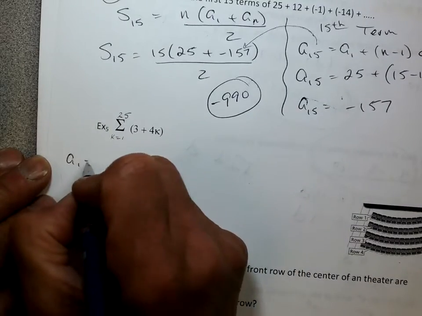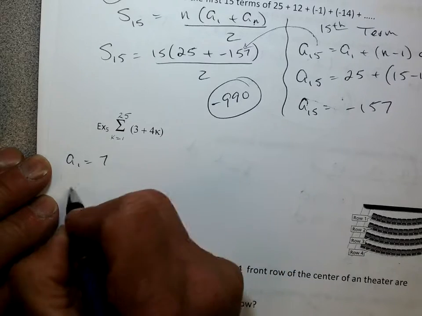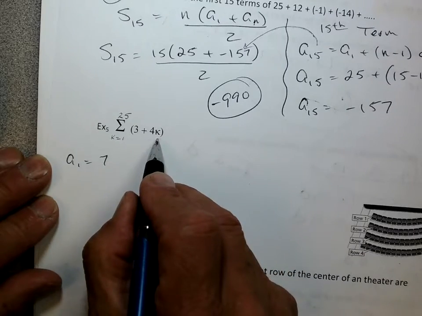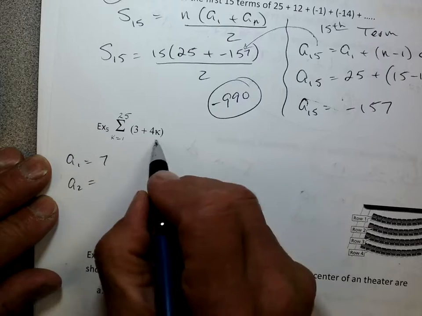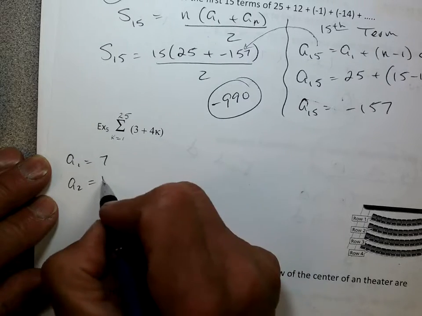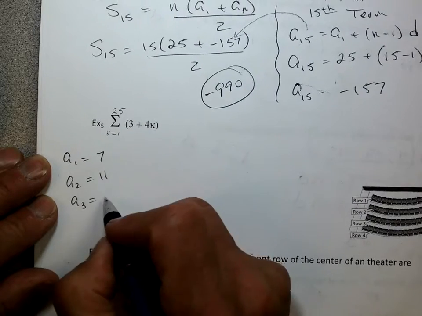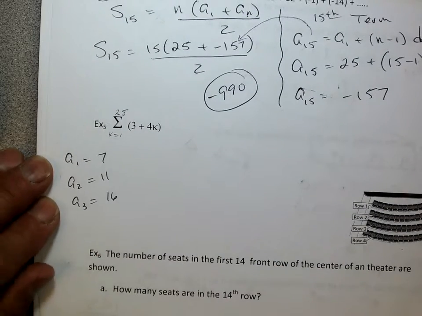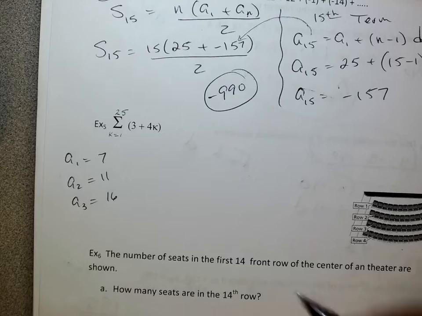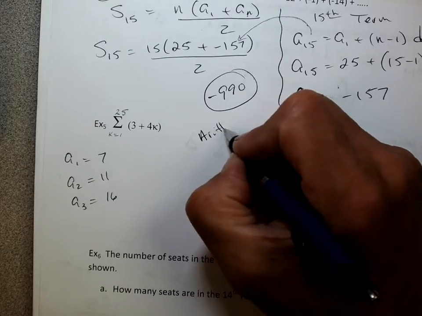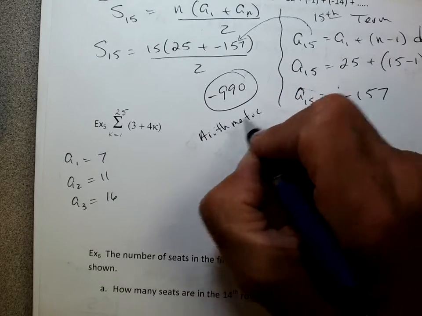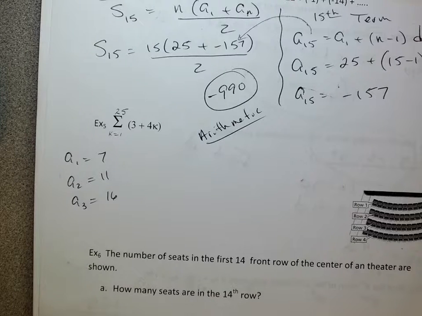You go, okay, A1 is 7, because I put in 1. A2 is, plug in 2, I get 11. If I plug in 3, I get 15. And pretty soon you realize, hey, wait a minute, I'm pretty sure it's arithmetic. You might have been able to see it was arithmetic right off the bat. There's no exponent or anything. It's just a plain old linear term, so it's got to be.